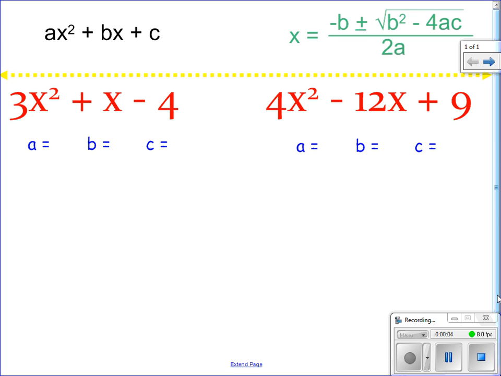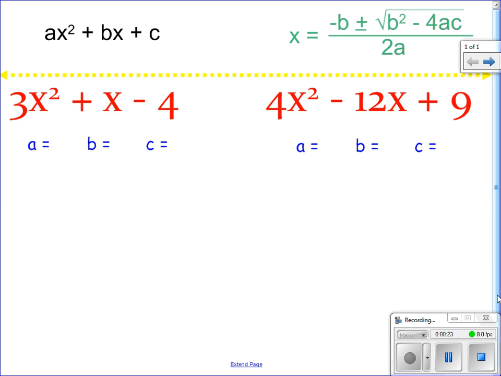This is a quick review on how to use the quadratic formula that you learned about last year. We're going to be using these in some upcoming problems on circles. And so I just wanted to quickly review this so that you could complete your worksheet as a practice. So these are two examples.